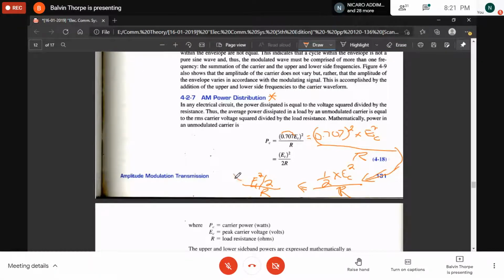So this here is like saying EC squared over 2 times 1 over R. That's what this part equals.